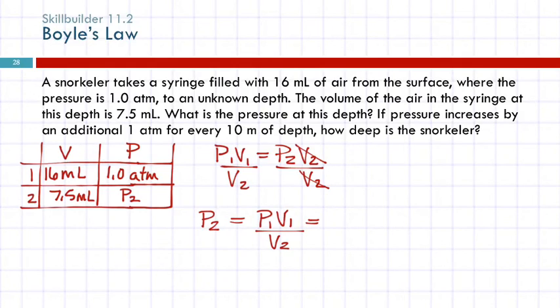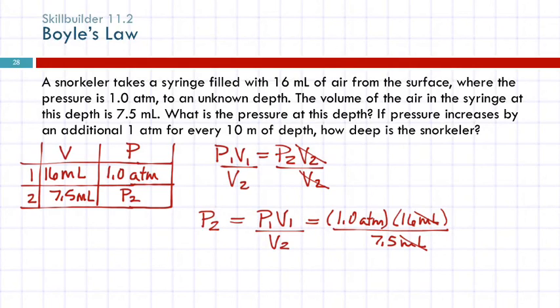And I'm going to take my numbers and plug them in here. Pressure 1 was 1 atmosphere. Volume 1 was 16 milliliters. Volume 2 is 7.5 milliliters. Check out the units. Milliliters cancel milliliters. You really need to write your work out like this, and you should label your variables. Because then, if you come up with the wrong answer or an answer that doesn't make sense, you can go back and look at what you did and fix it instead of starting over. I'm not a big fan of starting completely over.